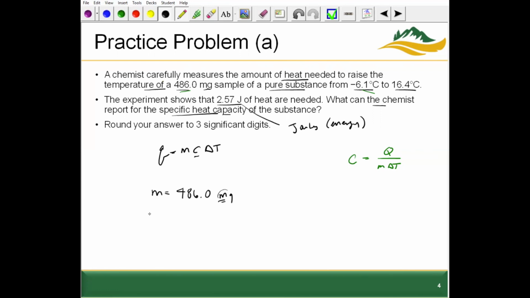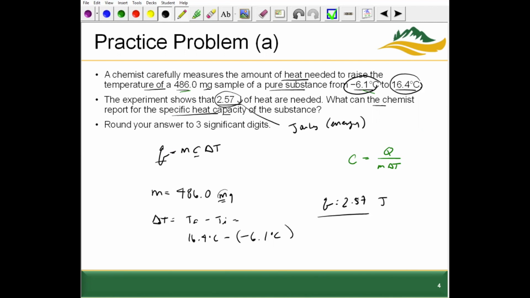Then this delta T needs to take into account T final minus T initial. When we read this, a pure substance from this temperature to this temperature, this means 16.4 degrees C is our final temperature, and negative 6.1 degrees C is our initial temperature. Then we were told that it took 2.57 joules of heat. Q can be in joules or kilojoules; here it's just in joules. So that is our Q term.